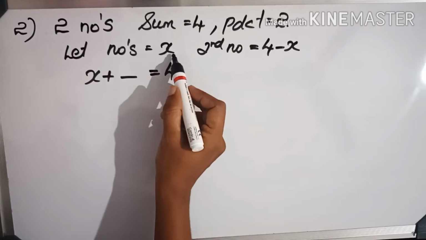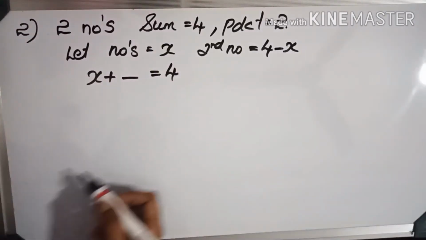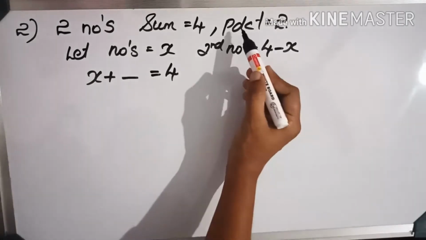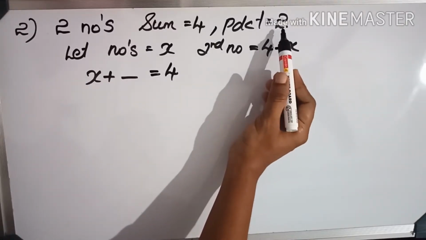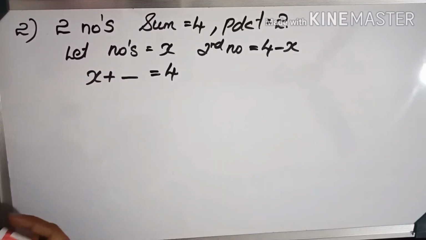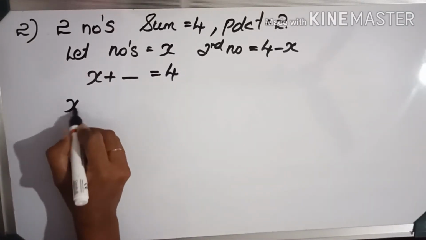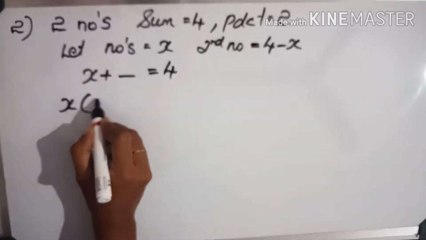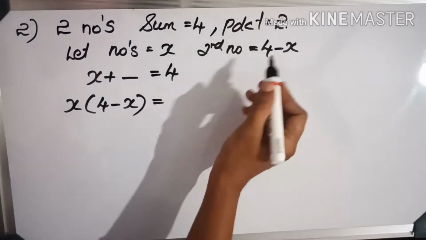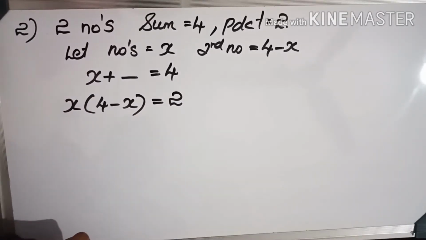Okay, so the first number is x and the second number is 4 minus x, from the sum equal to 4. Next, the product is given as 2. Product equal to 2 means x into (4 minus x) will be what? 2. So the first number x, the second number 4 minus x, equal to 2 is the answer.